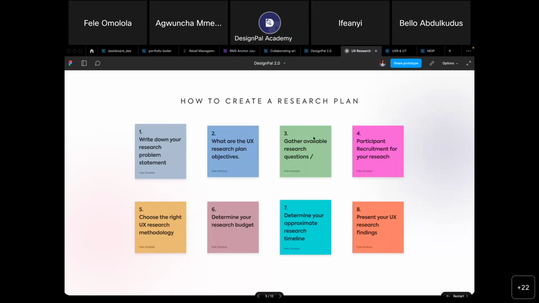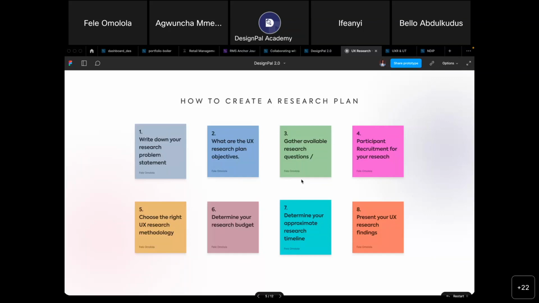The next one is for you to gather available research questions, which is number 3. After you're done writing your problem statement and your research plan objectives, the next thing you need to come up with is your research questions, and these should be based on your objectives. Whatever objective you write in number 2 is going to inform whatever question you ask in number 3. Do you understand that?